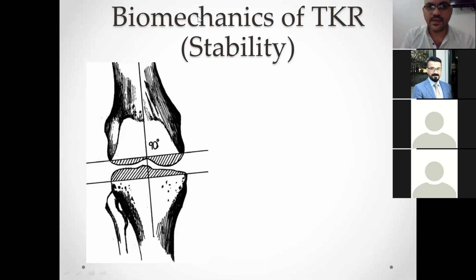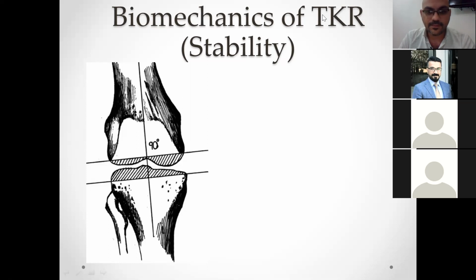Yes, regarding soft tissue balance. Medially we have the MCL, and laterally we have the LCL and the popliteus tendon. The MCL is the medial collateral ligament. It's important to go step by step.